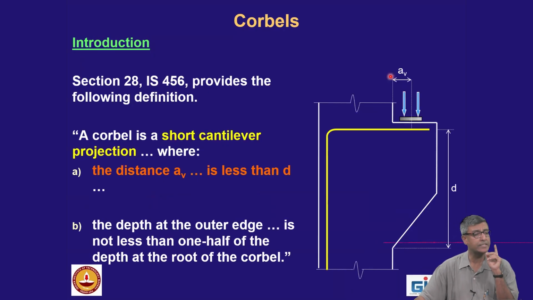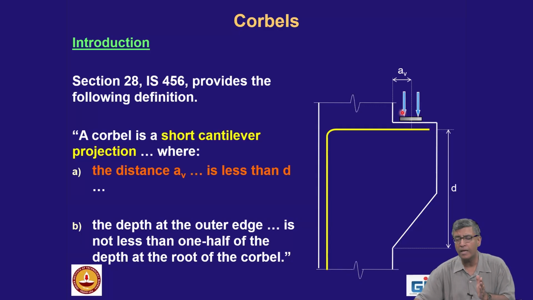Now, section 28 of IS 456 covers the corbel, which is applicable whether it is cast in place or whether it is a part of a precast column. Now, how do I define the corbel? I mean, how do I differentiate a corbel as compared to a cantilever? A corbel is a short cantilever projection.